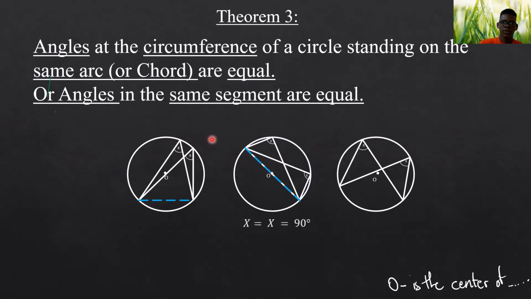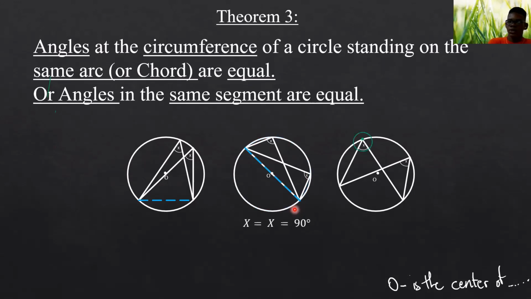So yes, they're both equal to 90 degrees, and they're both equal, again, two angles at the circumference standing on the same chord, which is the diameter, or we can draw in our lines here to see that they're actually on the same arc, right? Good.